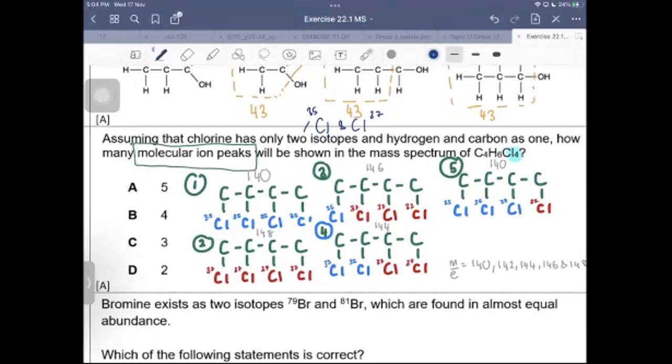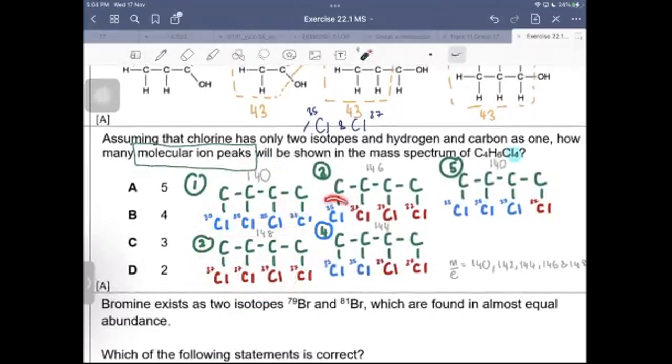Now, why is the answer A? Because you can have a combination of all 4 chlorines in this formula. Since it's C4H6Cl4, I don't care where the chlorine is seated actually. The most important thing is that all 4 chlorines are made up of chlorine 35, in which case the peak will be at 140. The second possible combination is all 4 chlorines made up of chlorine 37, in which case I have a peak at 148.